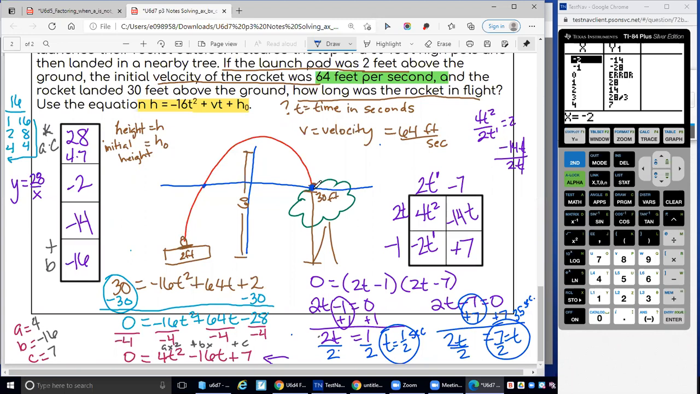So the question is, how long was the rocket in flight? The rocket was in flight 3.5 seconds.